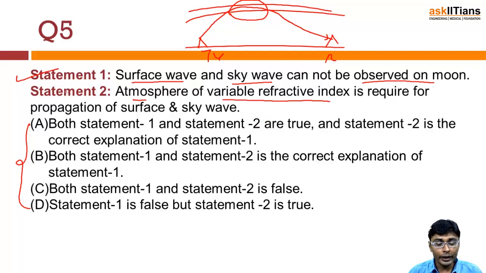And this is the only reason why the waves are not observed on the moon. Otherwise, they might have crossed the ionosphere region and been observed on the moon also. But due to this variable refractive index, these waves are refracted back towards the Earth's surface. Therefore, statement 2 is correct and is the correct explanation for statement 1. And therefore, option A is correct.